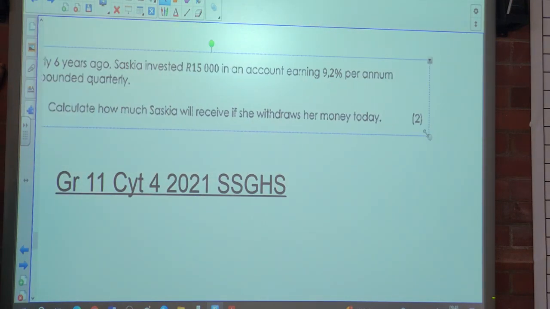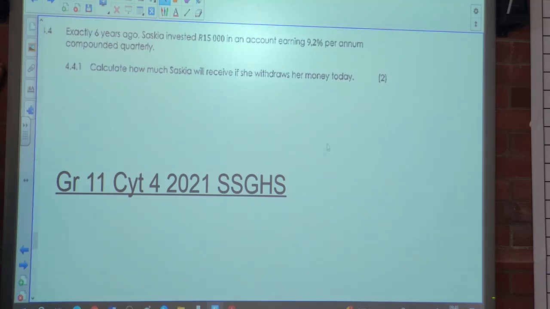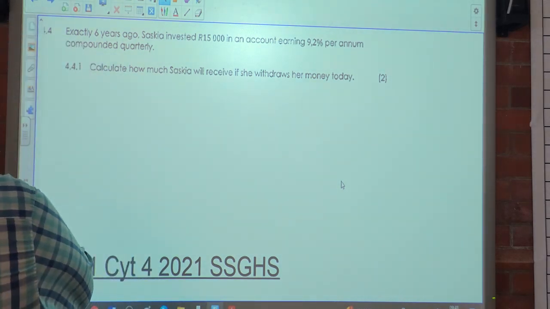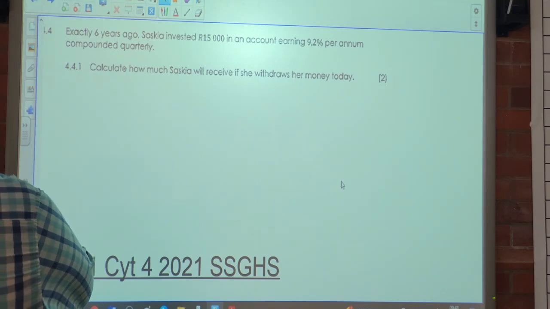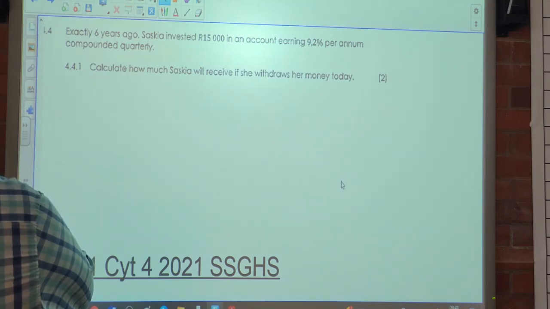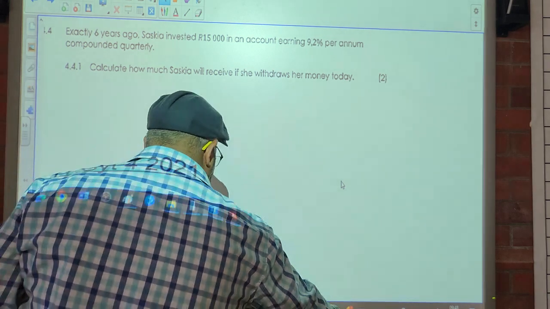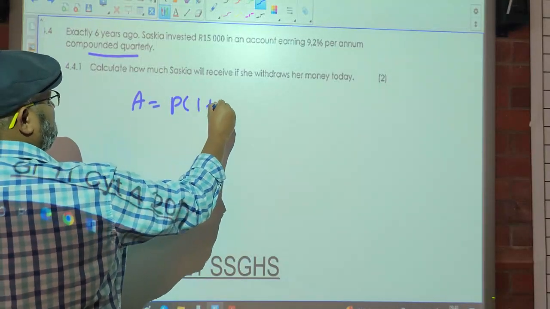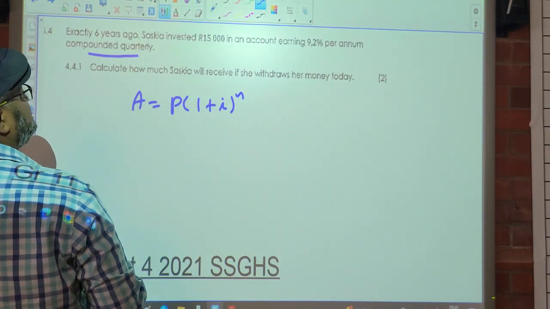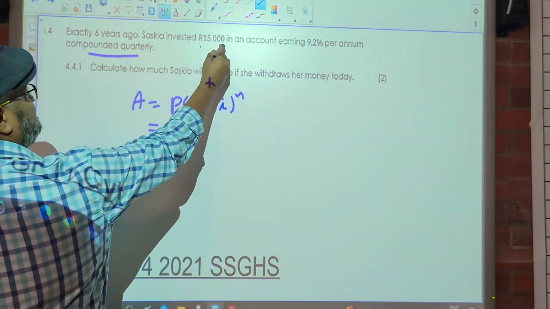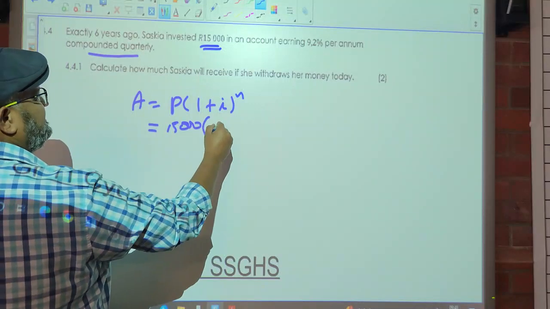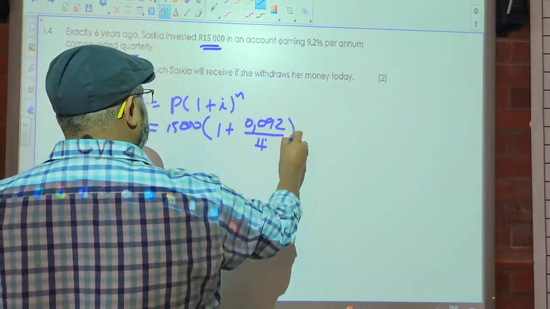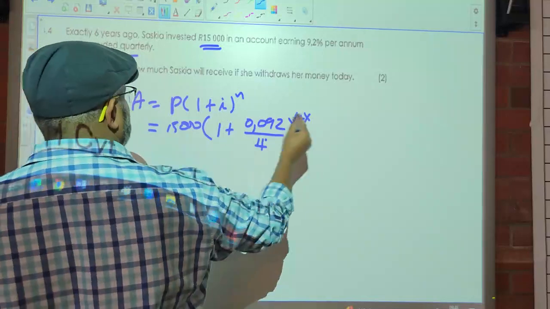We are told that exactly 6 years ago, Saskia invested 15,000 rand in an account earning 9.2% per annum compounded quarterly. Calculate how much Saskia will receive if she withdraws her money today. So 6 years ago, so n is 6. Compounded quarterly, so it's compound interest. So A is equal to P into 1 plus i to the exponent n. She invested 15,000. So we're actually calculating A. 1 plus i, which is 0.092 compounded quarterly, so it's 4, for how many years? 6 years.